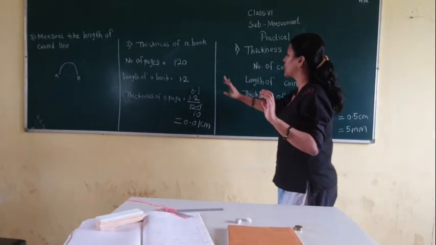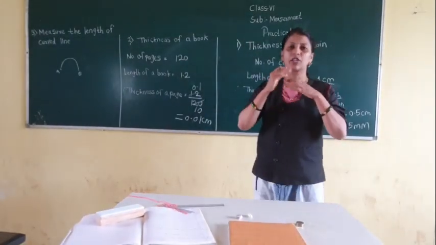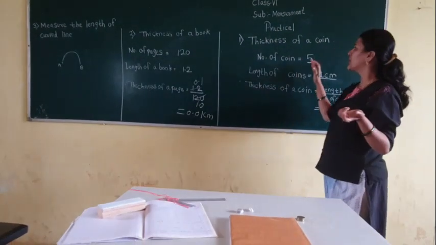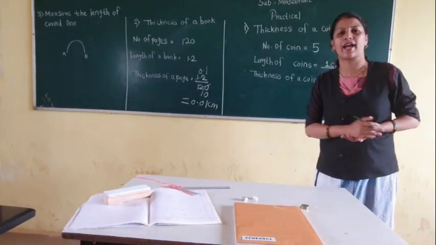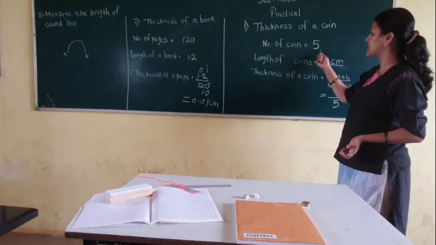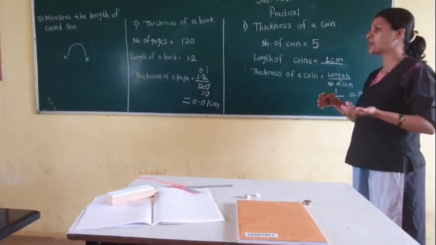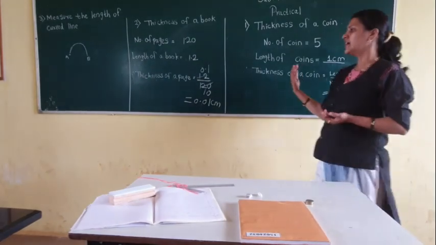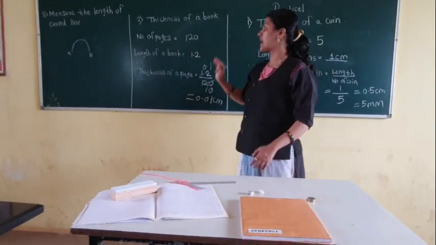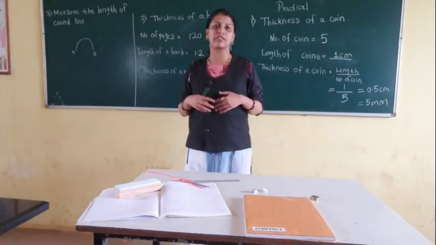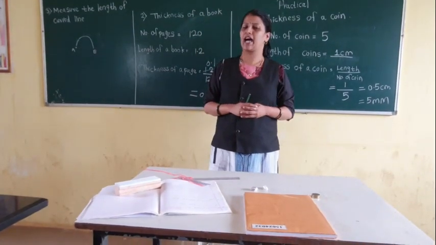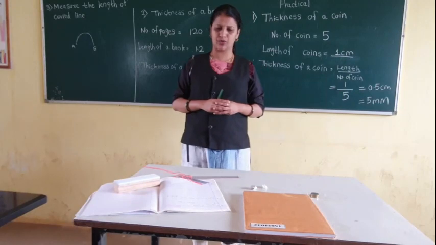Once again I will tell you, when you take the number of points, if the number of points is more, you will get a more accurate reading. So instead of 5 you will use 10, you are going to get a more accurate reading. So this was about the thickness, and the third was to measure the length of the curved line. I hope you have understood it.